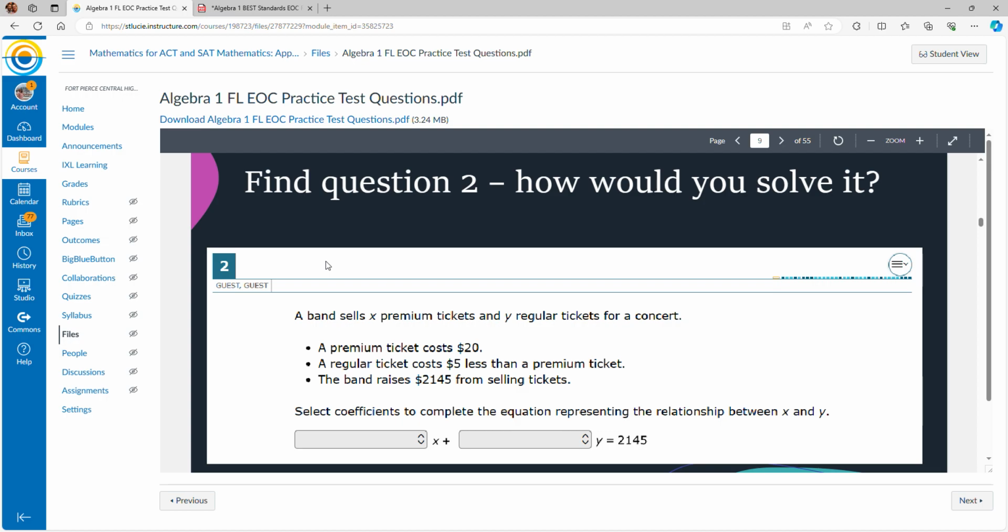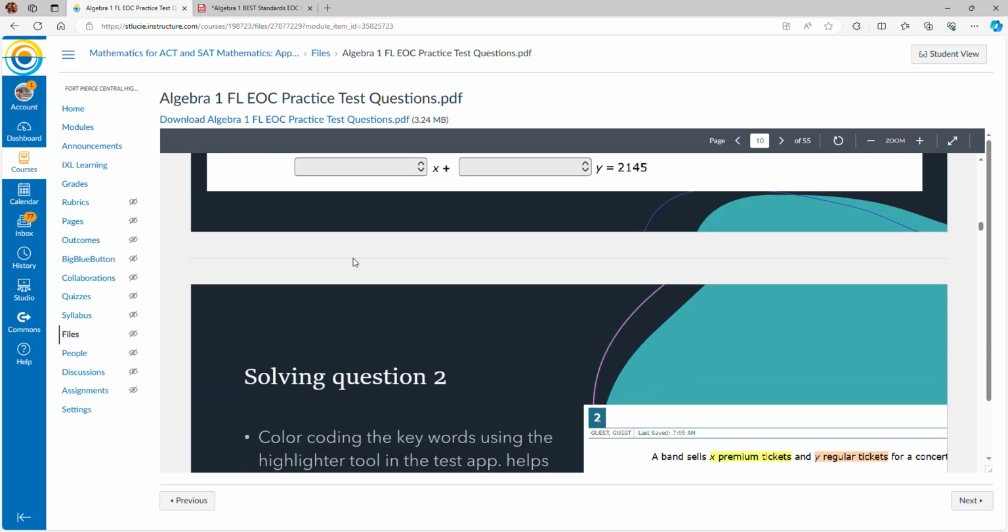Question 2. A band sells X amount of premium tickets and Y regular tickets for a concert. A premium ticket costs $20. A regular ticket costs $5 less than a premium ticket. The band raises $2,145 from selling tickets. Select coefficients to complete the equation representing the relationship between X and Y.